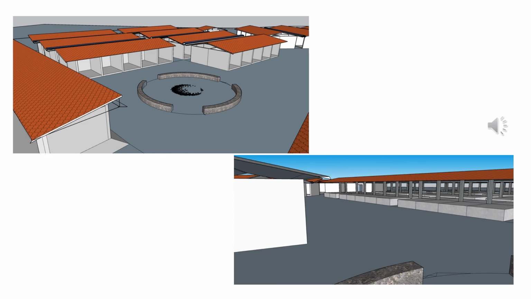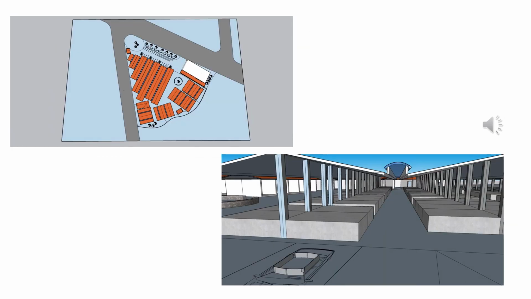Here in the first image we can see the buffer space and the shops for dairy products and seasonal products. And in the second image we can see the vegetable market area from human eye level. Here is the top view of the market, and in the second image we can see the skylight clearly.